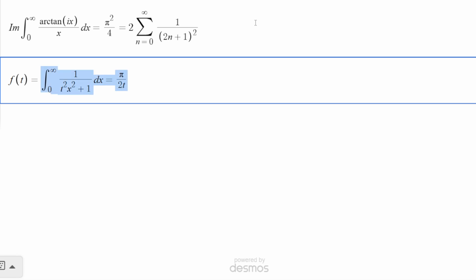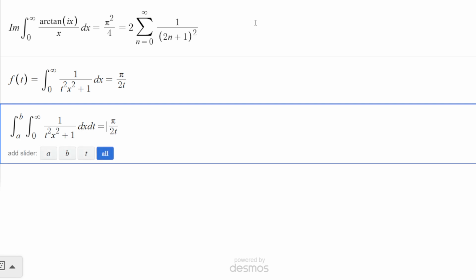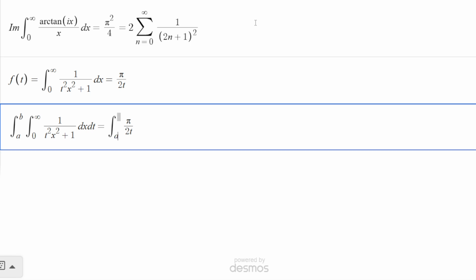So what does this mean? Well, I'm going to do something that I haven't done on this channel before. These are both functions of t, so what I'd like to do is integrate both sides from a to b with respect to t. So let's do that on both sides: integral a to b with respect to t.